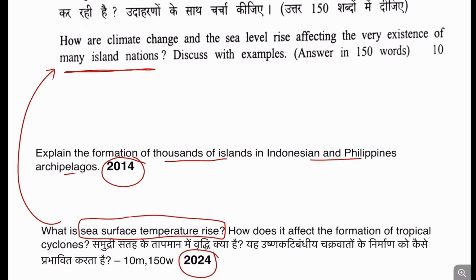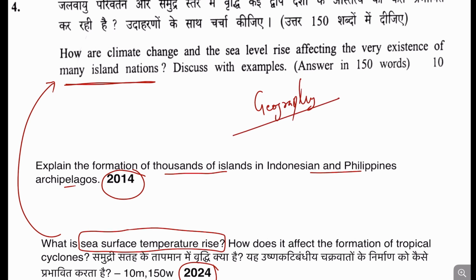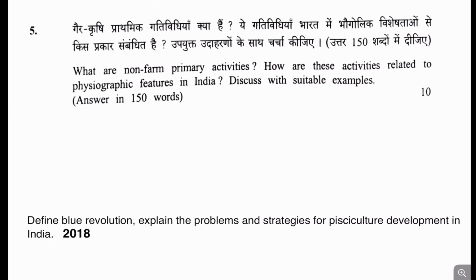Okay, this question was not expected, but yes, this has been asked by UPSC, right? And this question has been asked from the geographical aspect, right? Okay, so this was the analysis with respect to question number 4. I hope you understand it. Now moving to question number 5.